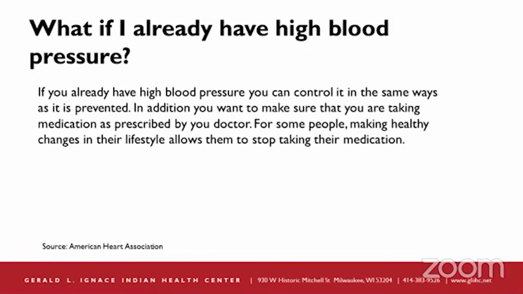So what if I already have high blood pressure? If you already have high blood pressure, you can control it in the same ways as it's prevented. Diet and exercise, getting enough sleep, and managing stress can all help you control your blood pressure if you already have hypertension. In addition, you want to make sure that you're taking medication as prescribed by your doctor. For some people, making healthy changes in their lifestyle allows them to stop taking their medication completely.